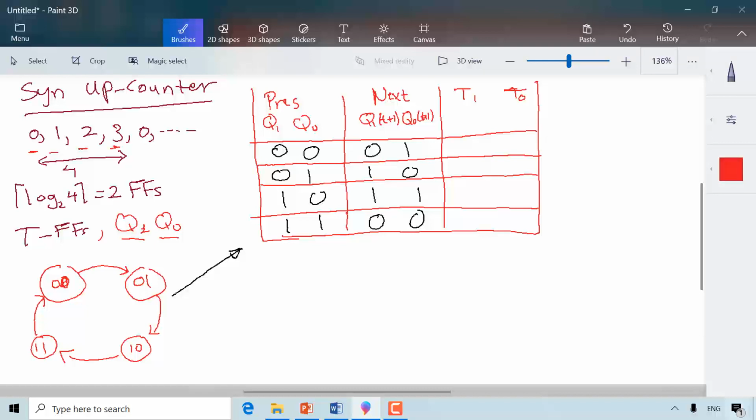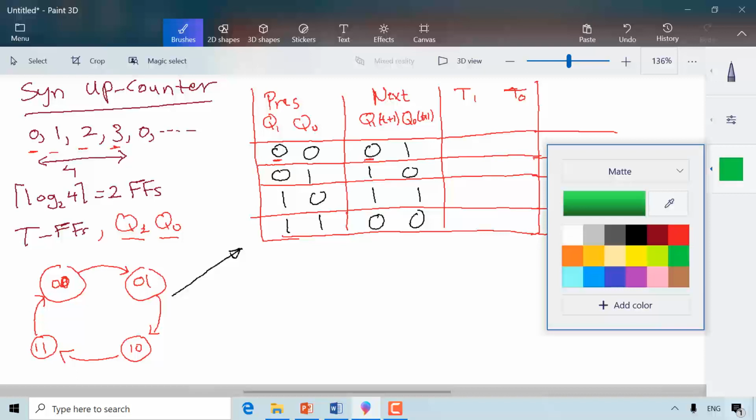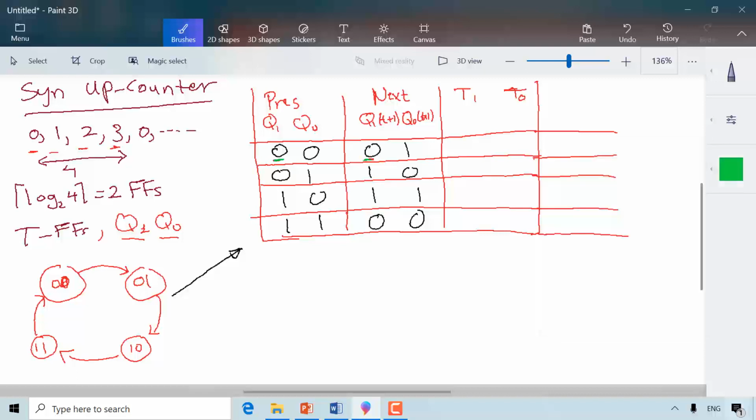Next, we will use the excitation table to compute the values of T1 and T0. How to compute the values? Well, the excitation table of a T flip-flop simply says if the present state and the next state are the same, like in this case, then T will be 0. So Q1 present state is 0, Q1 next state is 0, then T1 will be 0.